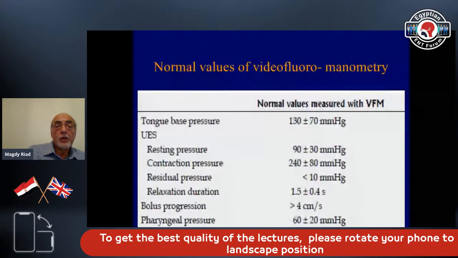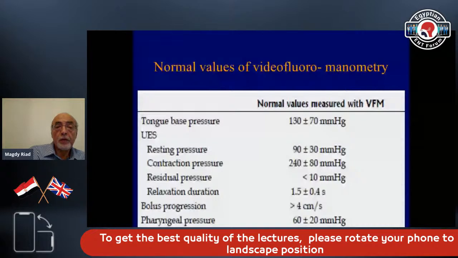It's not just the timing and it's not just the synchrony, it's also the pressure in certain areas of the hypopharynx that determines whether you would have an adequate pharyngeal deglutition or if you would aspirate.